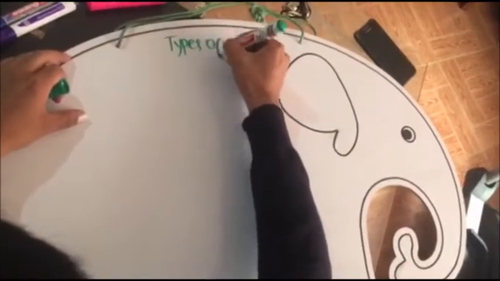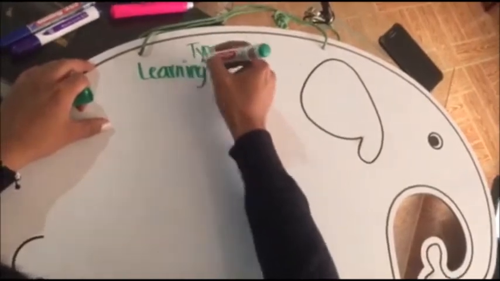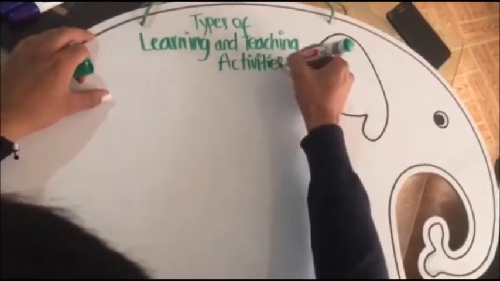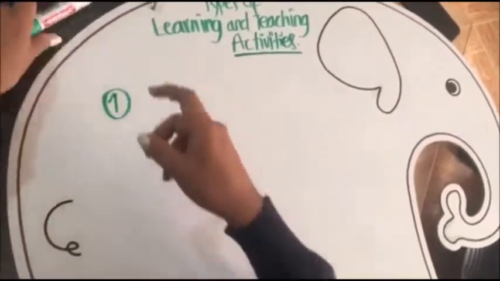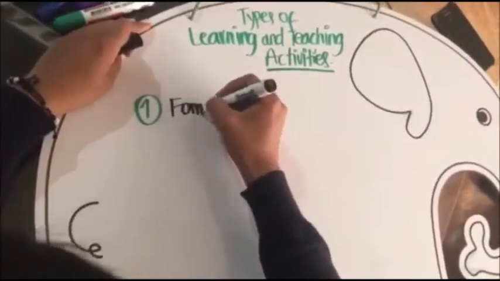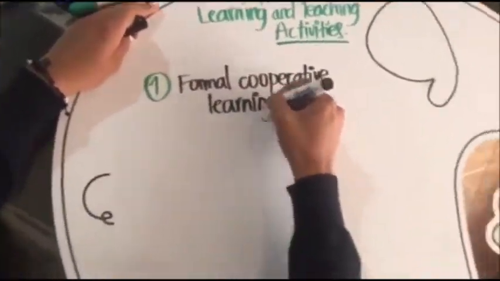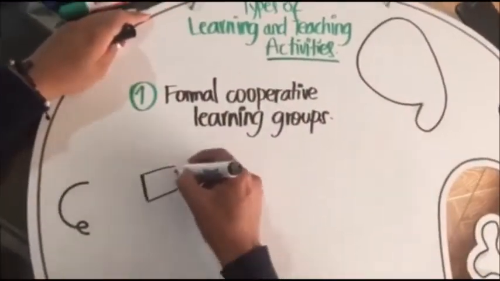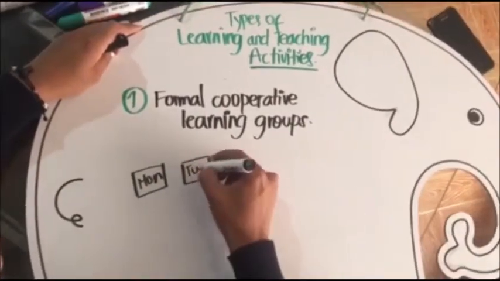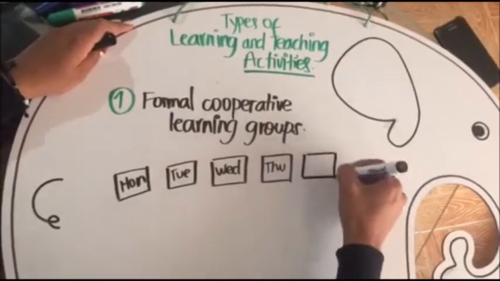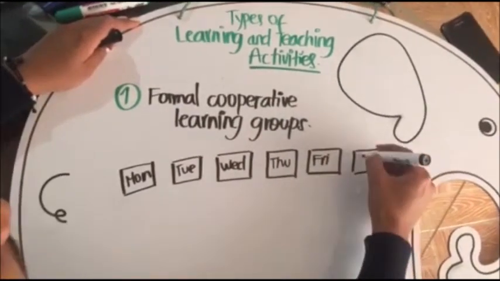Types of learning and teaching activities. Johnson in 1994 describes 3 types of cooperative learning groups. The first one, formal cooperative learning groups. These last from one class period to several weeks. These are established for a specific task and involve students working together to achieve shared learning goals.